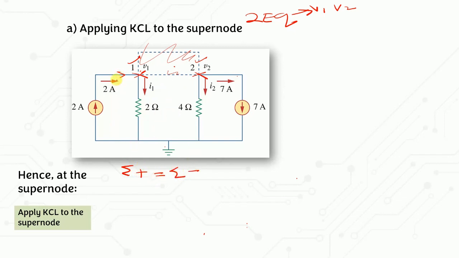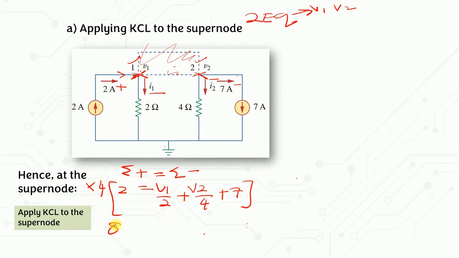Okay, so for this one, we have this entering this node, which is this one going to be positive, this one negative, negative, and negative. Alright, so for the positive current, we have the 2A, 2 ampere equal to the negative current, where the negative current is actually V1 over 2 plus V2 over 4 plus 7, plus 7. So this is the equation.